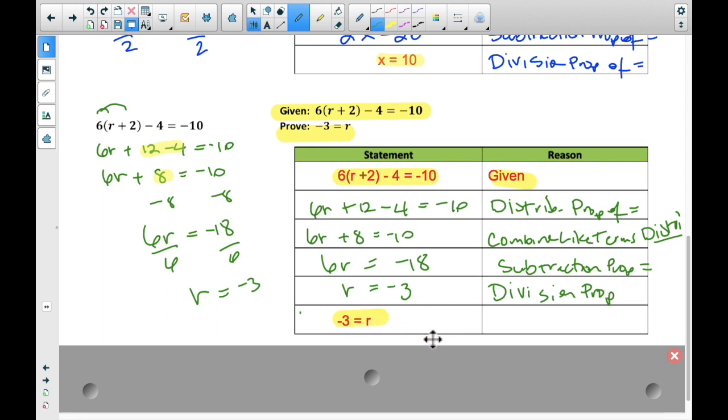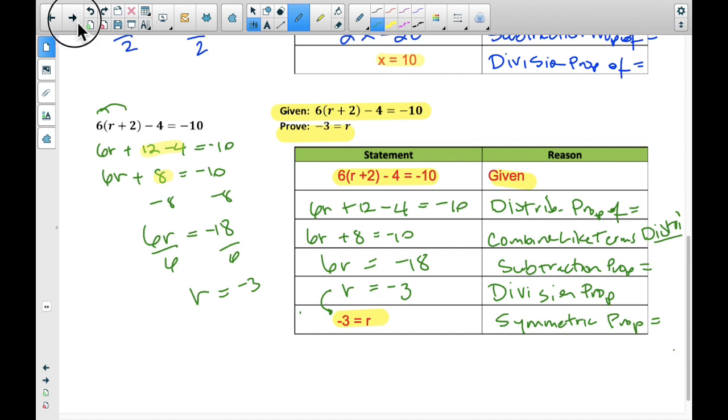Now, we have this one last step, and this one's kind of tricky. We came up with r equals -3, but the proof was actually -3 equals r. Well, what did we do? How did we get from here to here? We must have used a property of some sort. We have to go back and look at our properties. There's a property that says we can switch this around, and that property is called the symmetric property. Symmetric property of equality lets us swap them around like that.